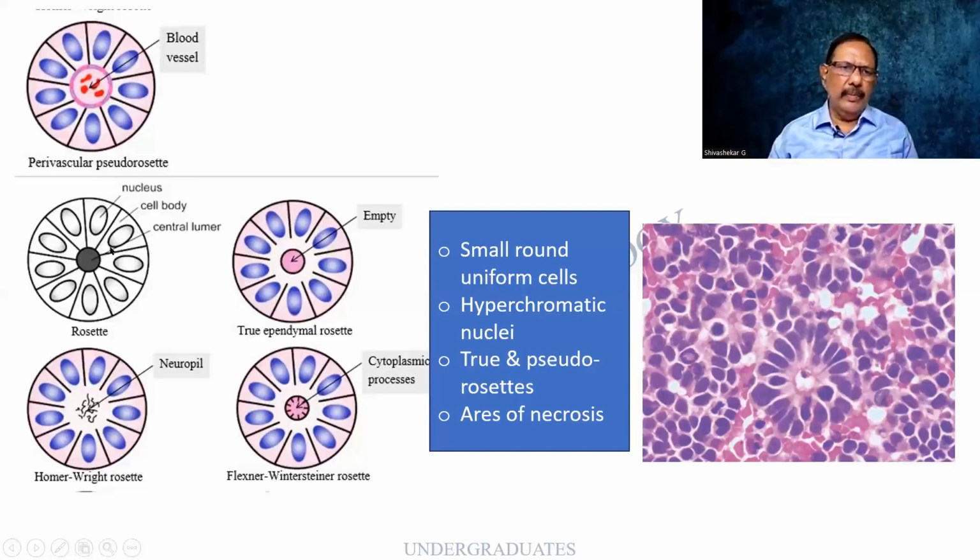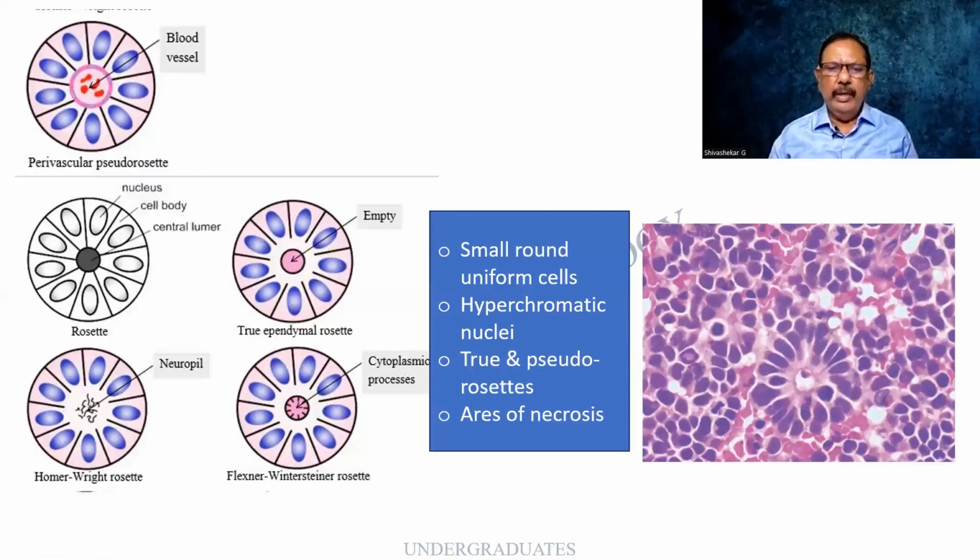Look at this one. This is the structure. The nucleus of the cell, cytoplasm, and then there is the central lumen. This is the structure of a rosette. There can be a Homer Wright rosette. In the center, there is some filamentous structure of the neuropil. Sometimes there can be Flexner-Wintersteiner rosettes. There is a central cytoplasmic process around it. So this is a true rosette, whereas this can be a pseudo rosette. So look at this one, a blood vessel around which I am finding the tumor cells, a pseudo rosette.